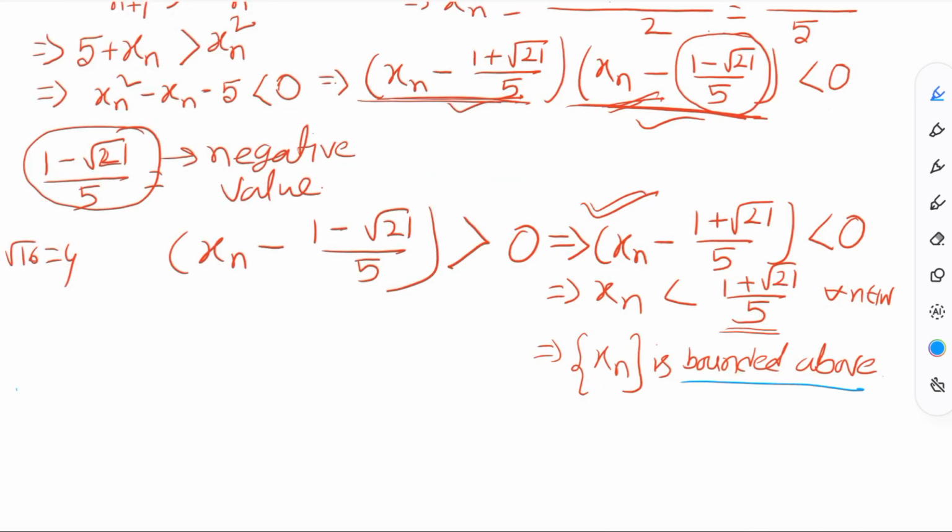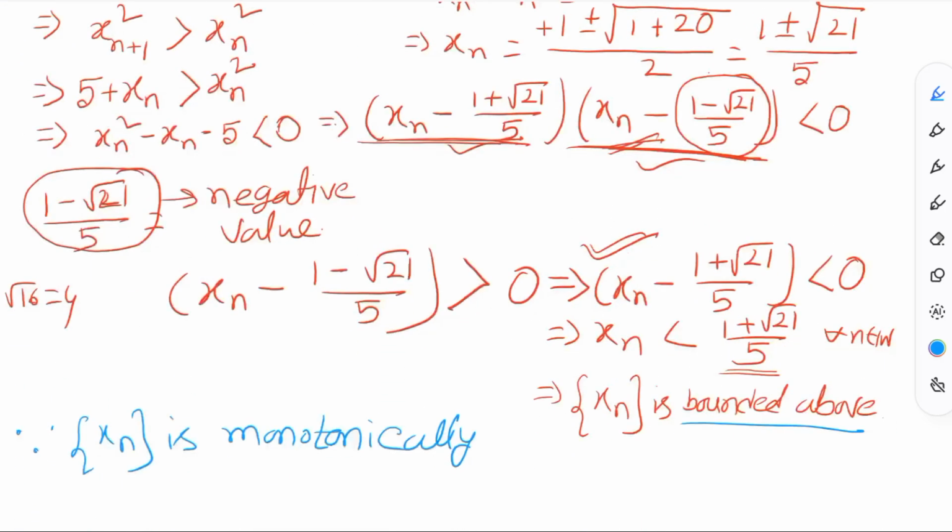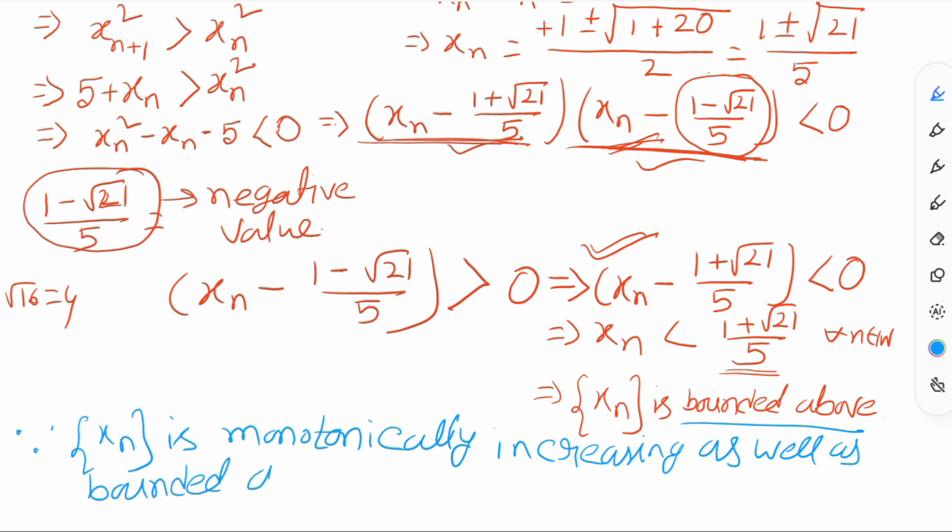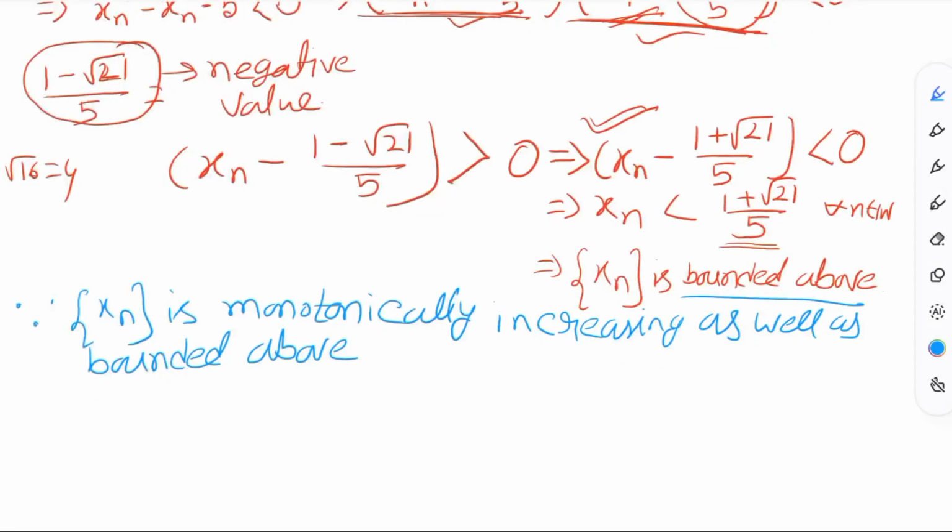So since the sequence xn is monotonically increasing as well as bounded above, this implies the sequence xn is convergent. Okay, clear everyone? So the first part is done.